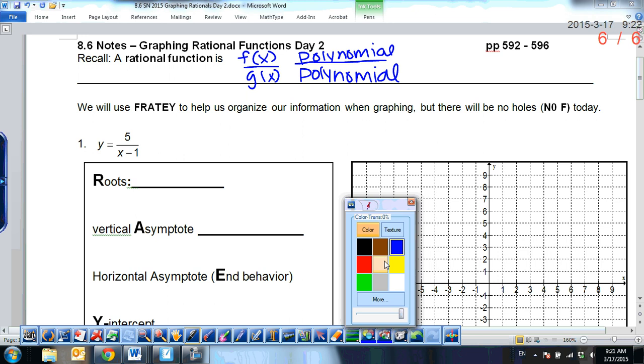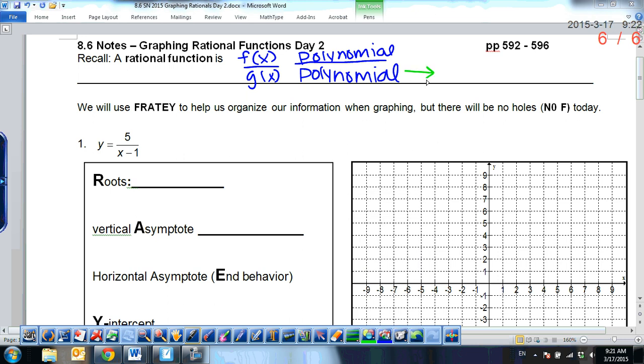But there's a requirement of the denominator. What do you remember? Okay, true, the denominator can't equal 0. What about the degree of the denominator, though, in order for it to actually be a rational function? The degree has to be greater than or equal to 1 for the denominator. And remember, we said degree is the highest power. The denominator has to have a degree greater than or equal to 1.